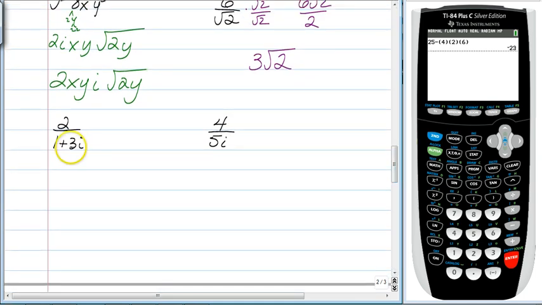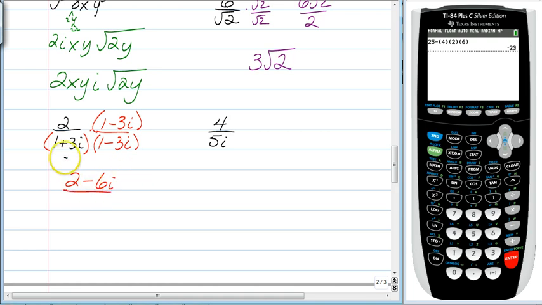In order to get this 1 plus 3i out of the denominator, you need to multiply the top and bottom by the conjugate. And of course, you should imagine that all of these are in parentheses. So the top you're going to distribute. That's going to give you 2 minus 6i.